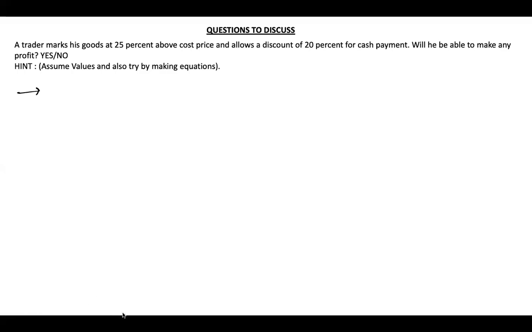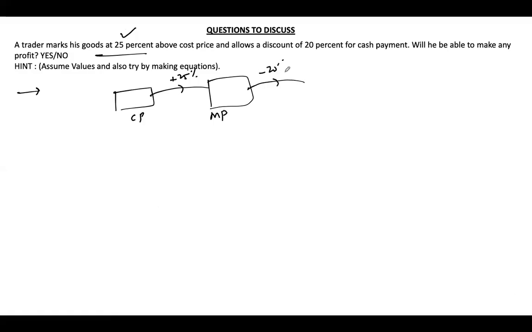So we firstly would assume a value. Firstly, you should make the diagram, that visual representation. Marked his goods at 25% above the cost price. So this is cost price, this is marked price, and then allows a discount of 20%. This is the selling price. Will he be able to make any profit?